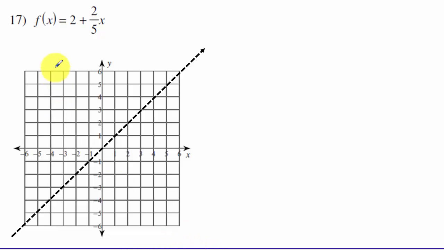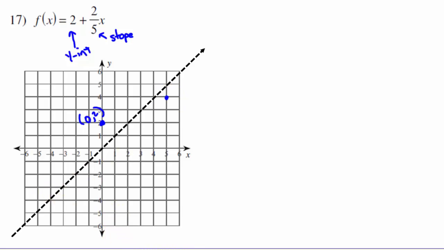Now, since f of x is a linear function, I need to graph 2 points and draw a line through it. Remember from Algebra 1 and earlier this year, this number without the x is our y-intercept, our b, and this number is our slope. It's not stope, that should be slope. So we have a y-intercept at this point here, which is 0, 2. And now if I go up 2 and over 5, 1, 2, 3, 4, 5, we have a point here.